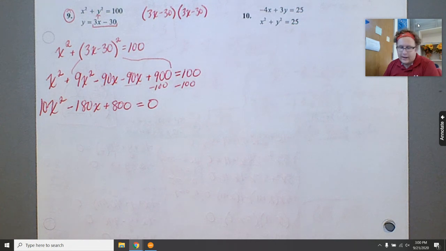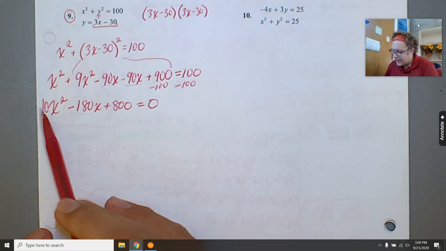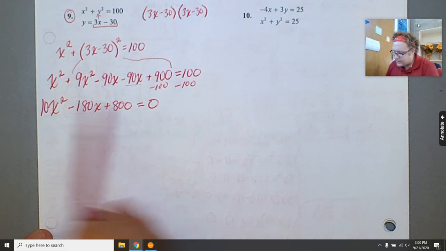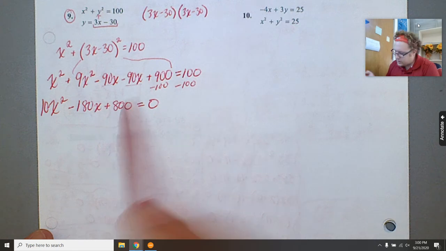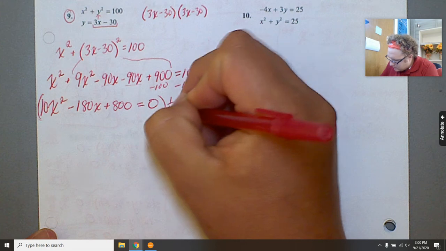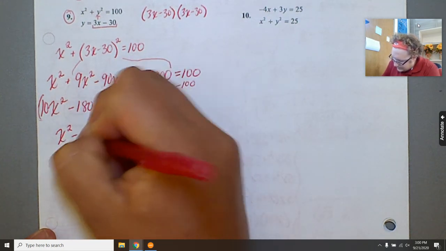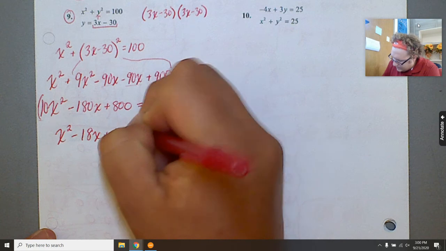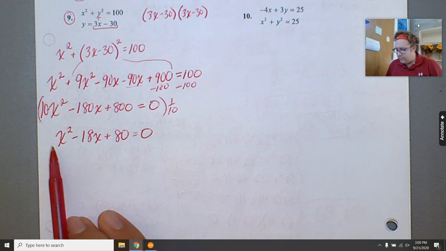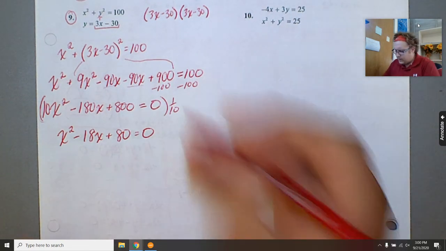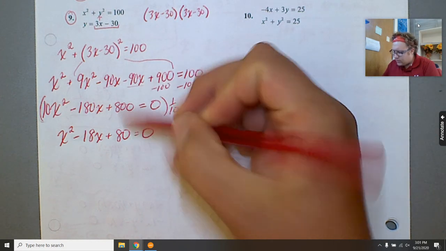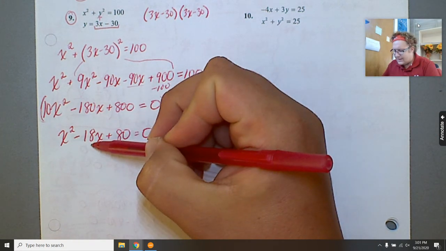So from here, I do not recommend doing AC, 10 times 800. I like to try and simplify this if at all possible. Since we have a 0 on the end of each of our coefficients, I am going to go ahead and multiply this times a tenth and get x squared minus 18x plus 80 equal to 0. That's much better, right? Because we got a coefficient of 1. We don't even need to execute any major factoring by grouping here. We need to think of two numbers that multiply to 80 and add to negative 18.